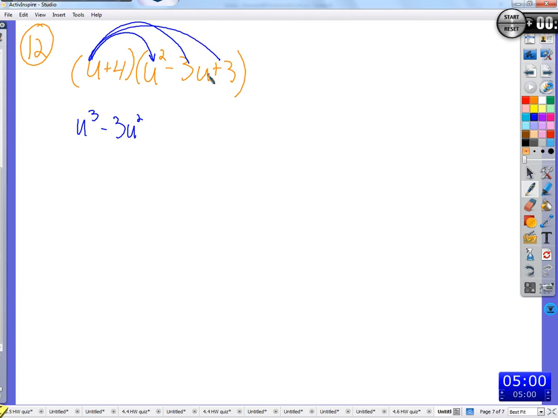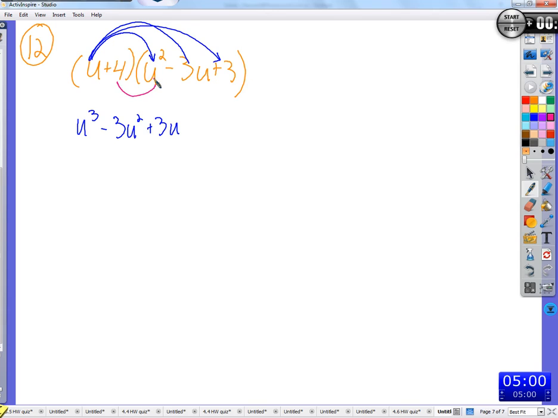Distribute again to the 3. So we get 3u. Now there's nothing past 3. 3 is the last term, it's the third and last term. So we move on to the next thing that we need to distribute, and that's the 4. Now that gives 4u squared.